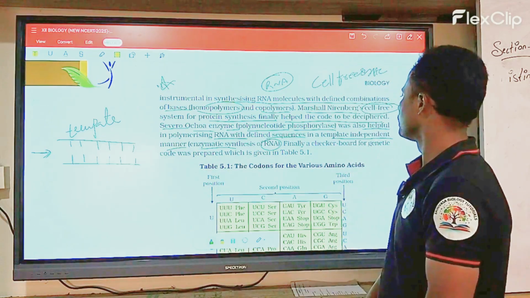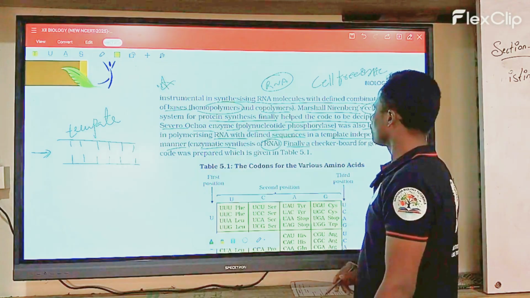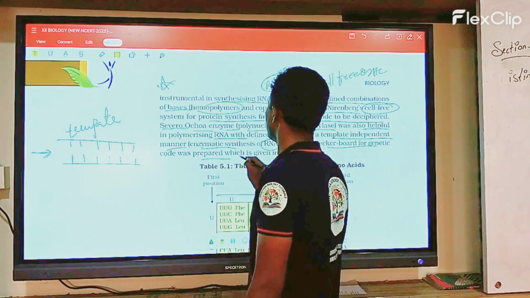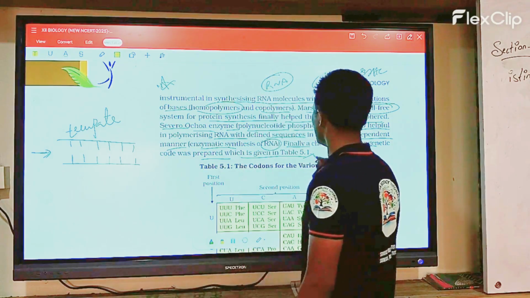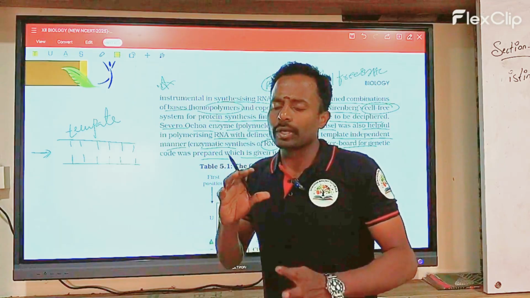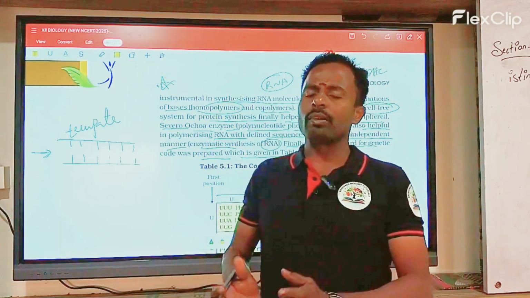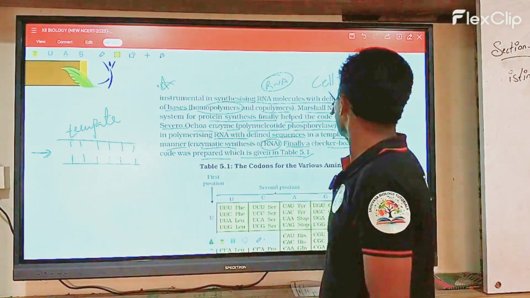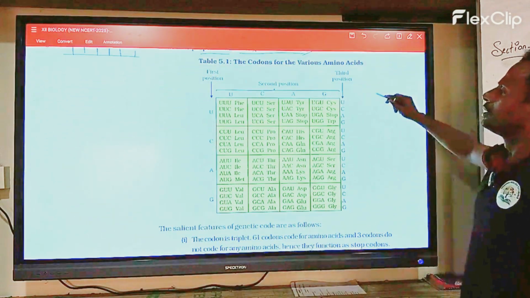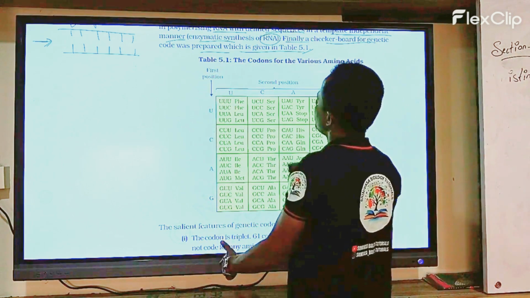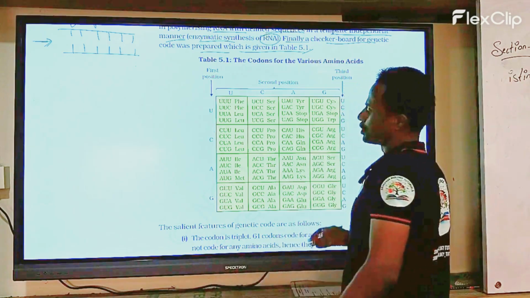Clear? That is next. Finally, the genetic code was prepared as a checkerboard, given in table 5.1. That is how scientists easily identified the different codons, given as a Punnett square, a checkerboard type. Once you observe here, it has a first position, a second position, and a third position.